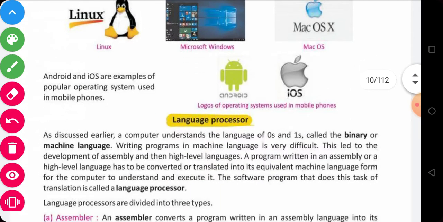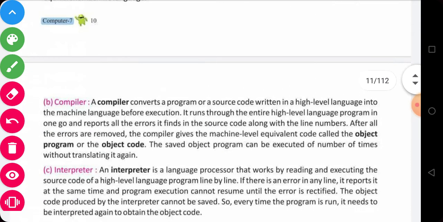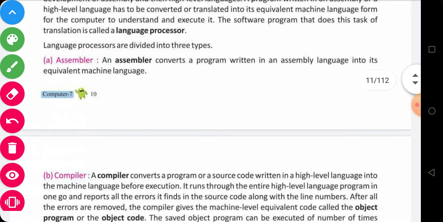Now we are moving on to the next topic, which is called language processor. What is a language processor? A language processor is software which converts any instruction into machine language. It means it converts any language into a set of zeros and ones. The types of language processor we generally use to convert any command into machine language are assembler, compiler, and interpreter.